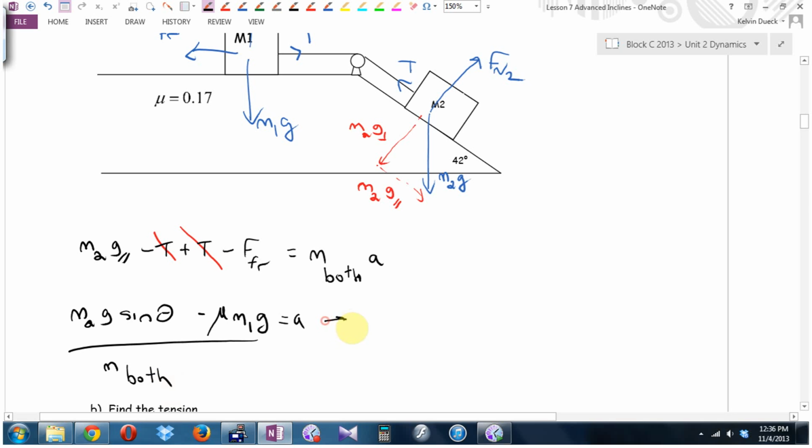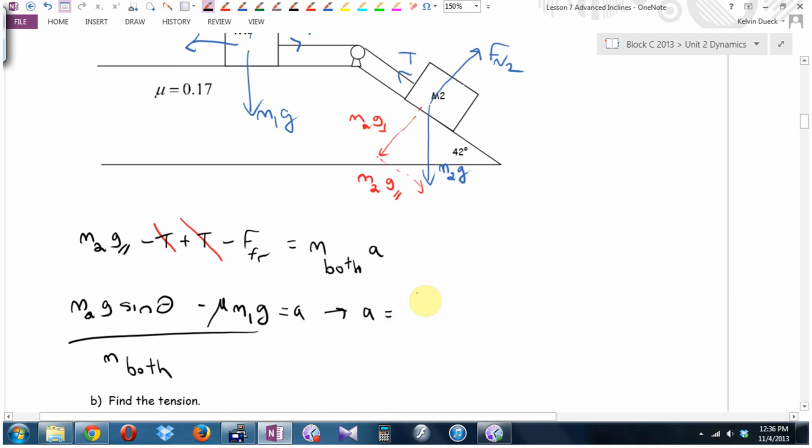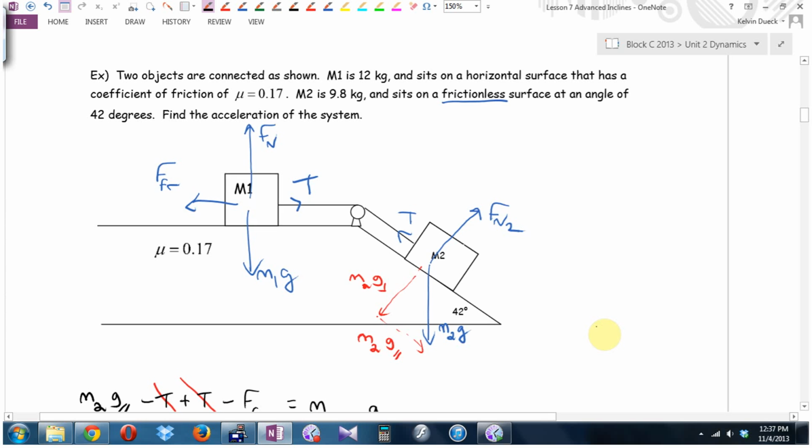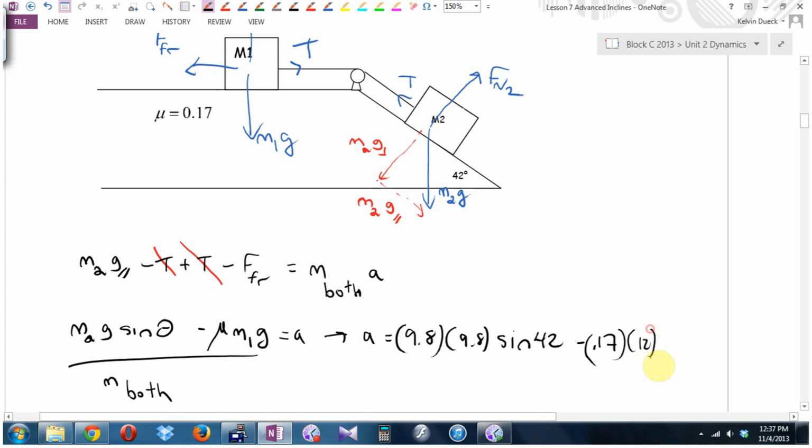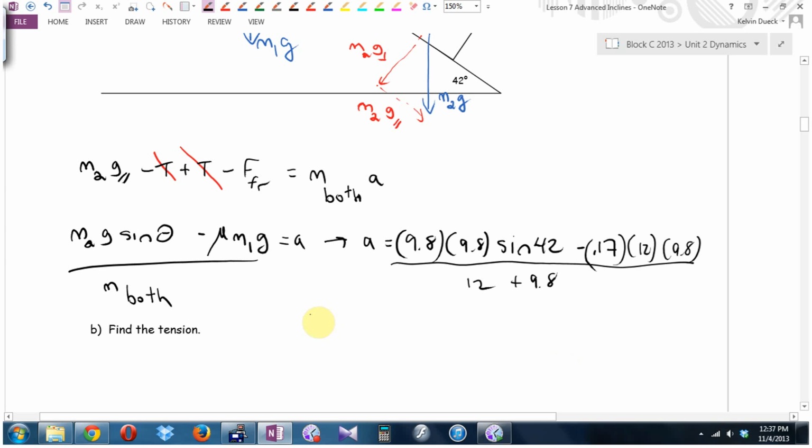So let's plug and chug. The acceleration is going to be M2. I've scrolled down. What was M2? 9.8. G, also 9.8. That's not confusing. Sine 42 minus mu 0.17, M1, 12 times 9.8, all divided by 12 plus 9.8. What do you get for the acceleration?